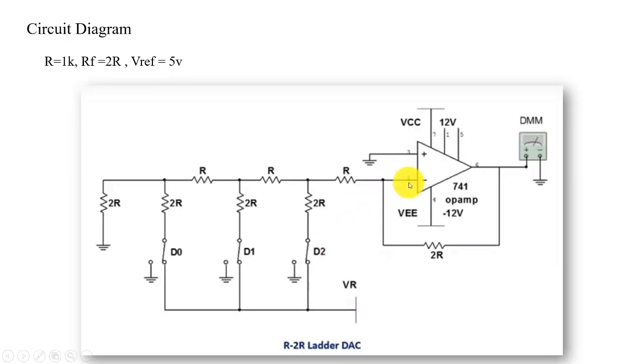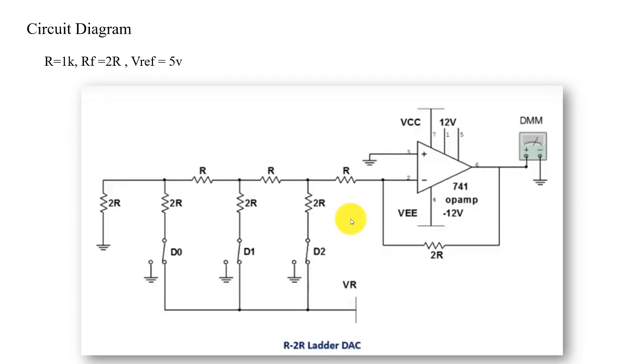So this is the circuit diagram of the 3-bit R-2R ladder DAC. Here we are selecting R equal to 1K, RF equal to 2K, and we take V reference as 5. Now we have two types of DAC. One is the binary weighted resistor DAC, and the second is this R-2R ladder DAC.